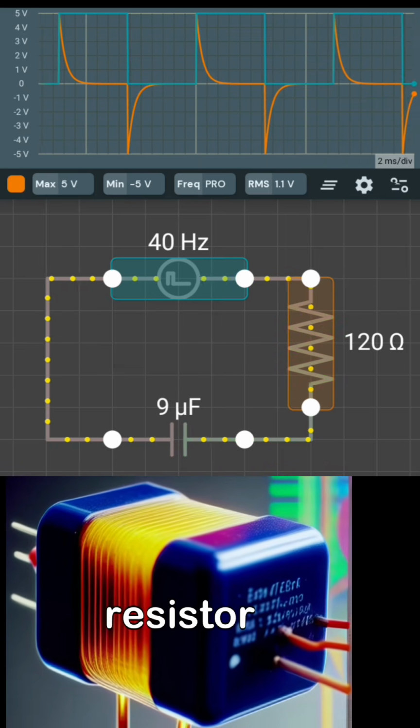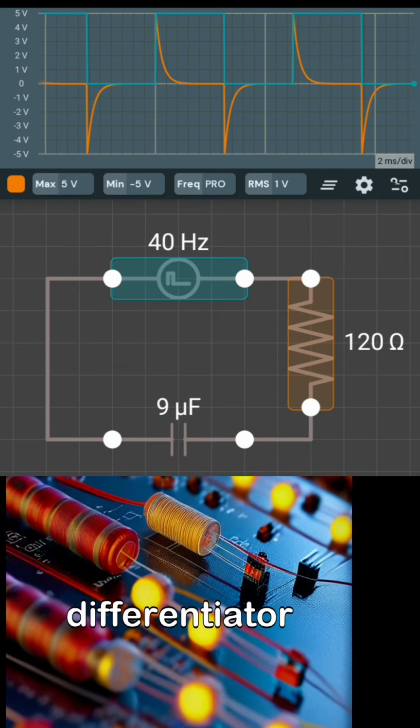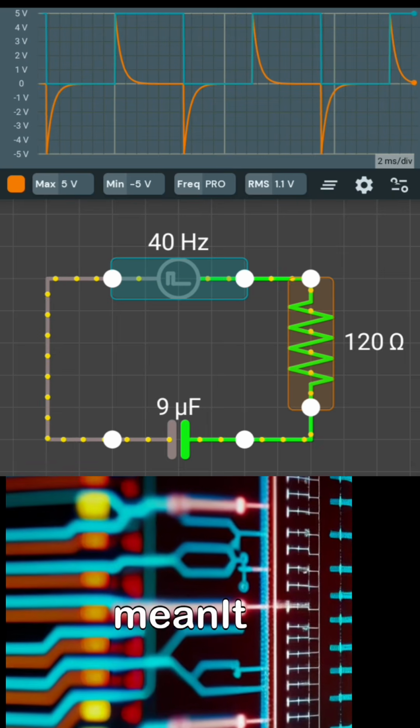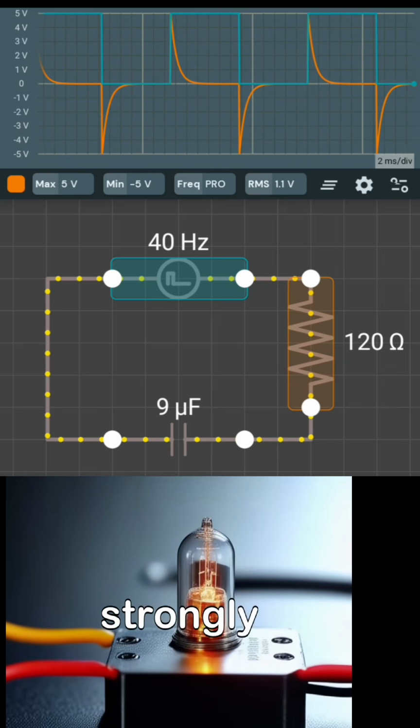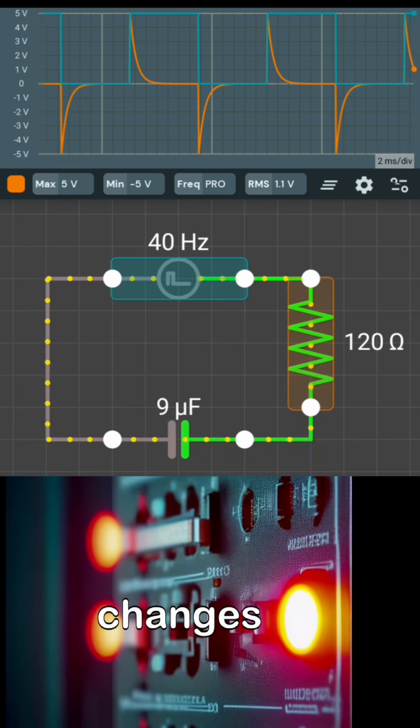The capacitor and resistor together form what is called a differentiator circuit. What does this mean? It means the circuit does not follow the full square wave. Instead, it reacts strongly only when the square wave suddenly changes.